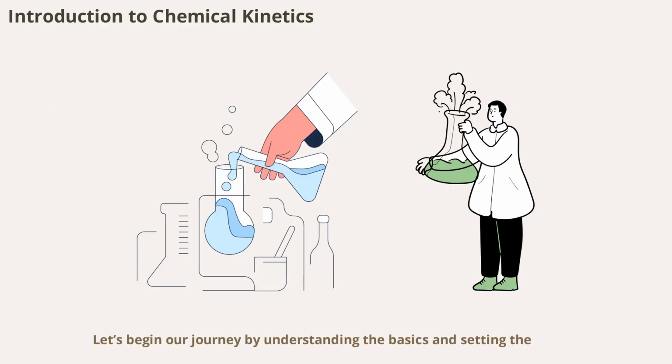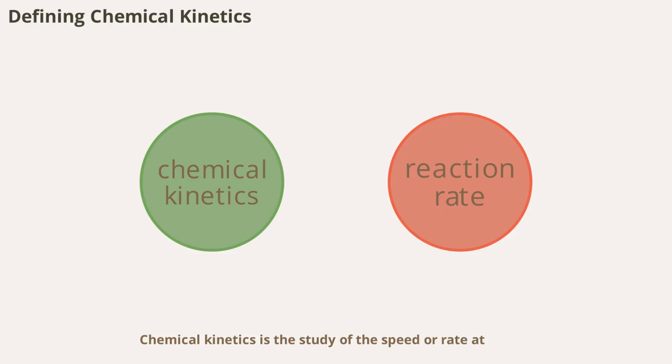Let's begin our journey by understanding the basics and setting the stage for a deeper dive into the world of reaction rates. Chemical kinetics is the study of the speed or rate at which chemical reactions occur and the mechanisms by which they proceed. It helps us understand not just how fast a reaction happens, but also the steps involved from reactants to products. By examining these processes, chemists can control and optimize reactions for various applications, from pharmaceuticals to energy production. This field bridges the gap between theoretical chemistry and practical applications, making it essential for both research and industry.